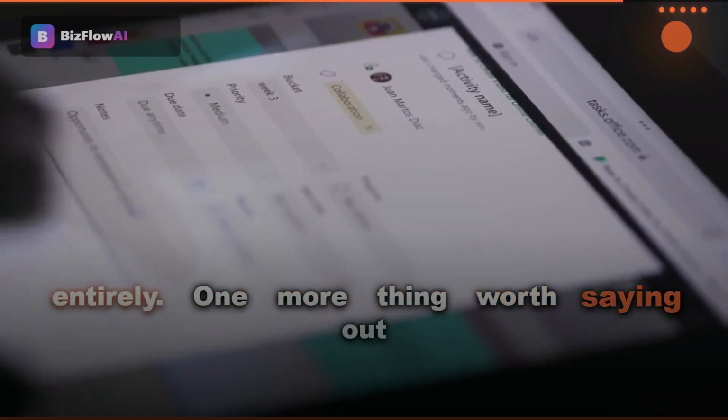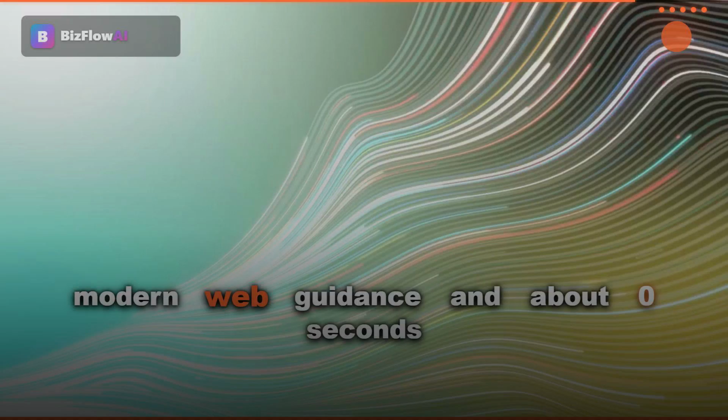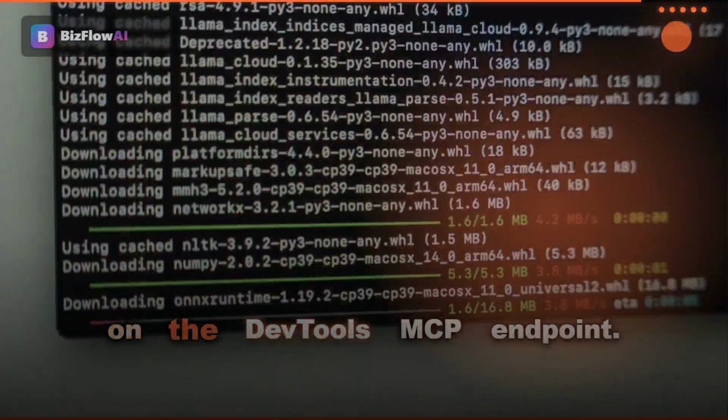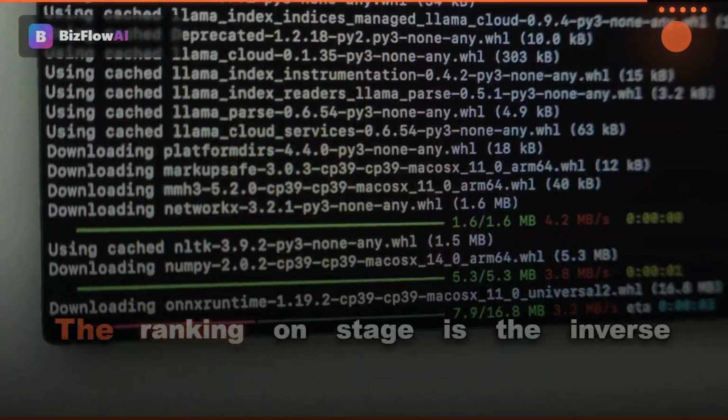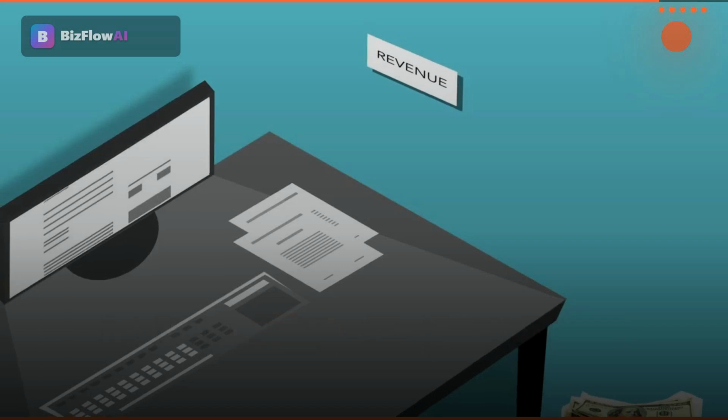One more thing worth saying out loud. The keynote spent 15 minutes on modern web guidance and about 90 seconds on the DevTools MCP endpoint. The ranking on stage is the inverse of the ranking on your invoice.